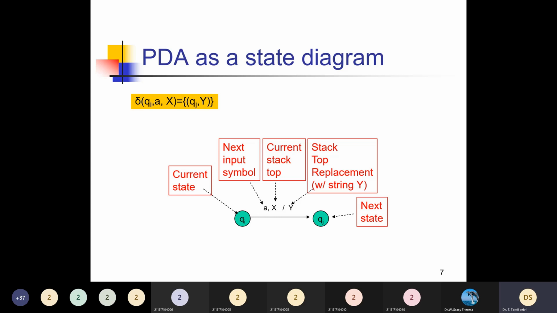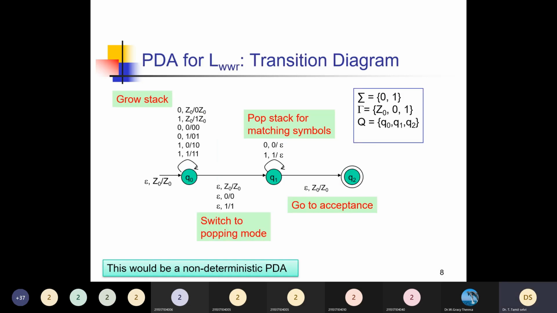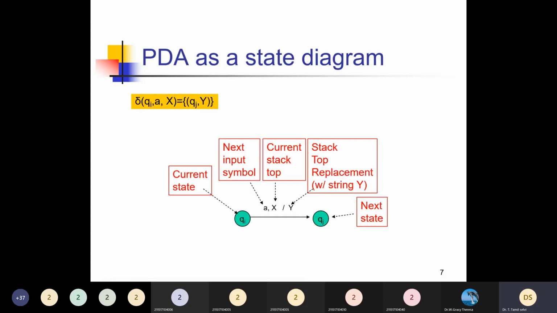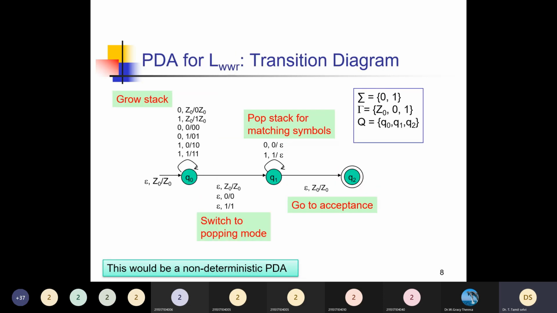So based on this, that is the current state and the current input symbol, it gives the next state as well as the top of the stack as the output. This is the transition diagram representation of PDA, and this is the general representation. So now we have to draw the transition diagram for the language L equal to W W^R. As we know, the set of states is Q0, Q1, Q2, and we know the symbols 0, 1, and the stack values Z0, 0, 1. You have to draw the transition diagram.